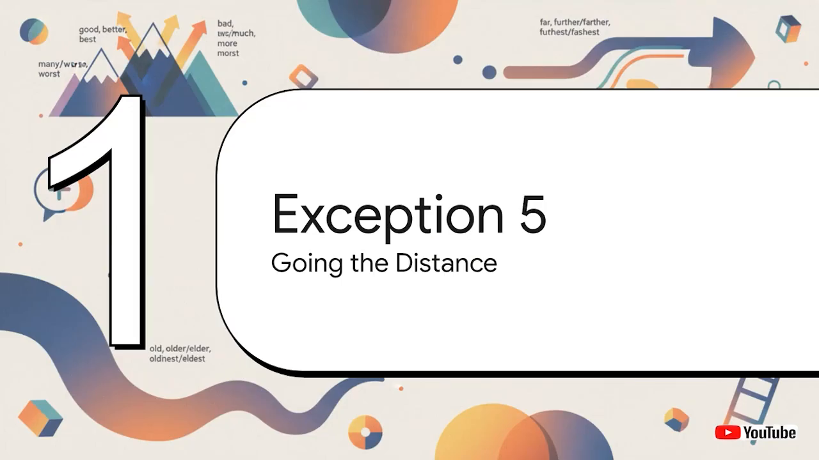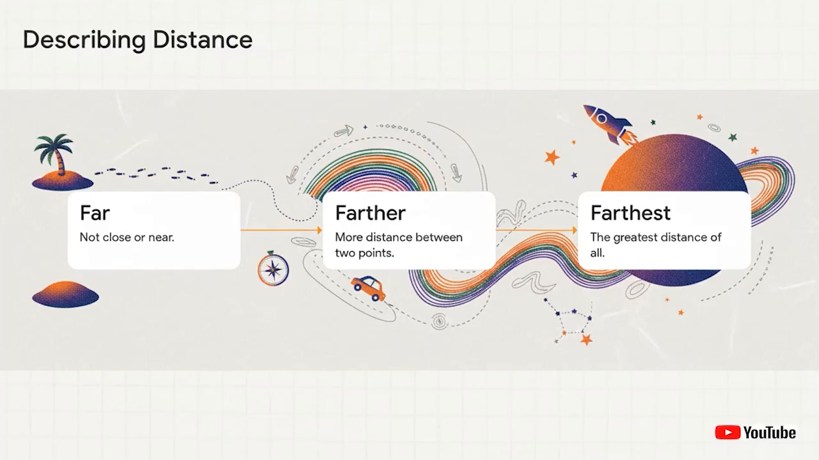Our fifth and final exception for today takes us on a bit of a journey. It's all about describing distance, and that could be the physical space between two places, or even a more metaphorical distance between, say, two ideas. So the key thing here is the tiny change to the original word. We start with far. To compare two distances, we say one is farther than the other, and for the greatest distance of all, we say farthest. Now, while it does use ER and EST, that little th sound in the middle, making it farther, that's what makes it an exception to the simple rule.